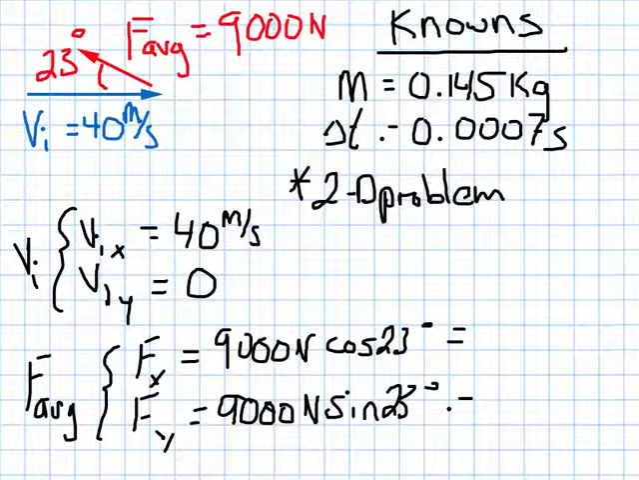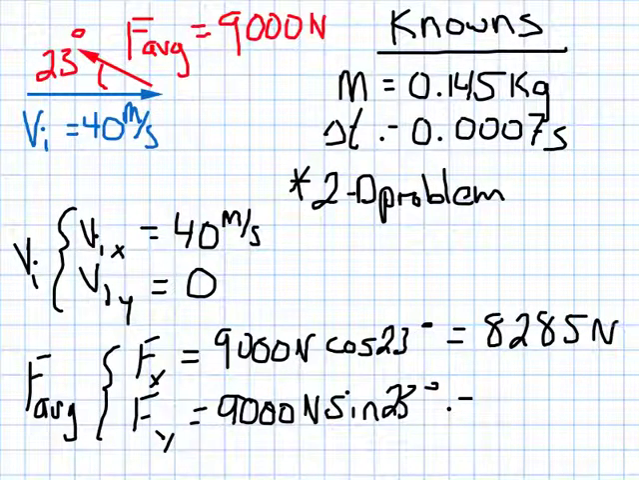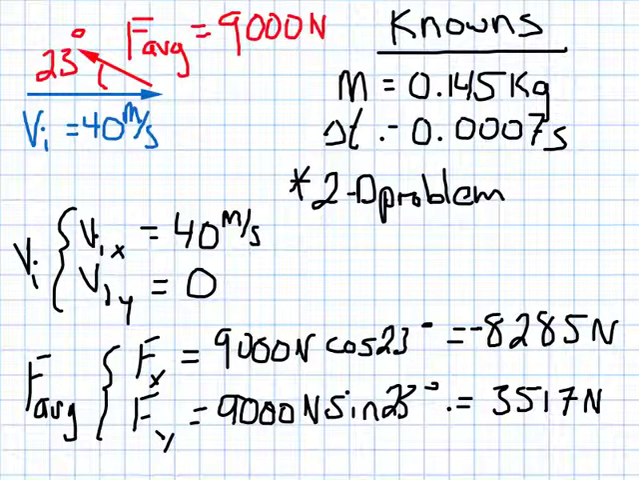And so if you put those into a calculator, the x component works out to be 8,285 newtons, rounding just a little bit. And the y component works out to be 3,517 newtons. Now, if it's directed opposite the velocity and the velocity was positive, this 8,285 newtons should be negative. But the upward number, the 3,517, that should be a positive value.